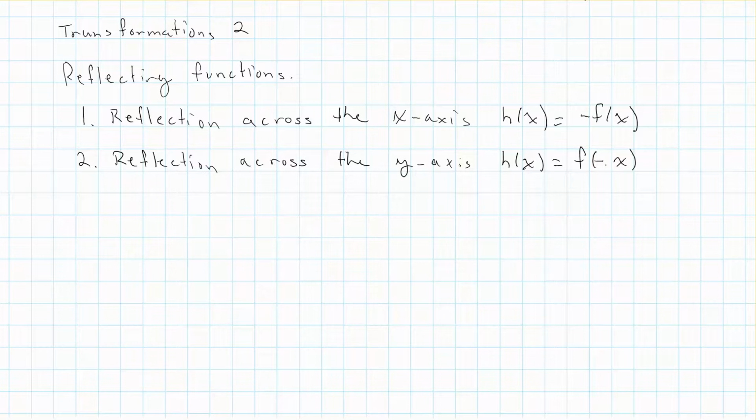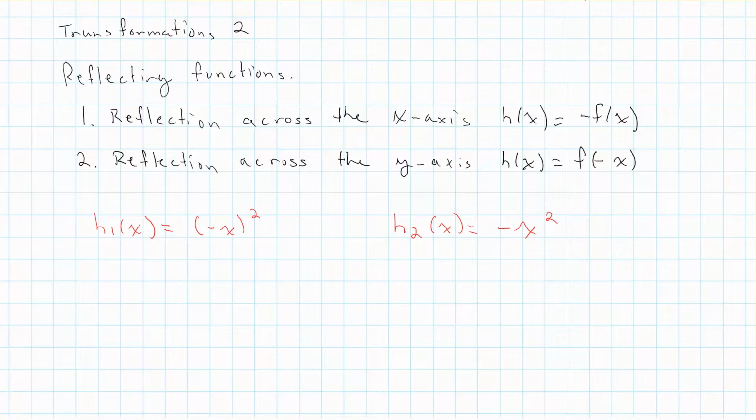So let's look at a quick example of this again. Let's look at f at x. We're dealing with functions here. Let's look at h1 at x equals quantity negative x squared, and then h2 at x equals negative x squared. Now it's important to recognize which one of these is a reflection across the y-axis and which one's across the x-axis.